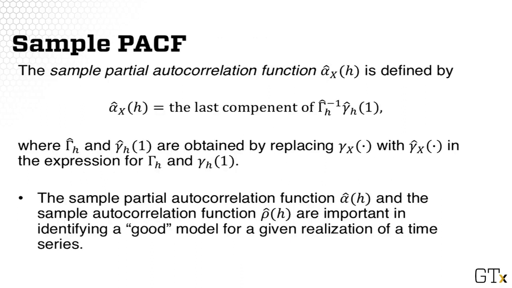In order to estimate PACF, we can first estimate the autocovariance using the sample autocovariance function and plug the estimated values into the gamma H matrix and gamma H vector to obtain their estimates. Then we can use the formula for the PACF, but this time using the estimates as provided on the slide. The sample partial autocorrelation function and the sample autocorrelation function are important in identifying a good model for a given realization of a time series, as I will illustrate next.